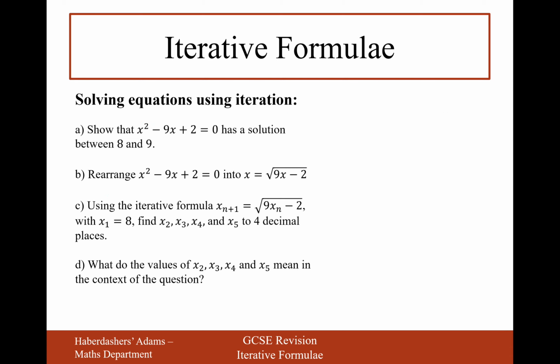Let's move on to part B now. So we know that we've got a solution between 8 and 9, so that's done. Part B is rearrange x squared minus 9x plus 2 equals 0 into this expression here.